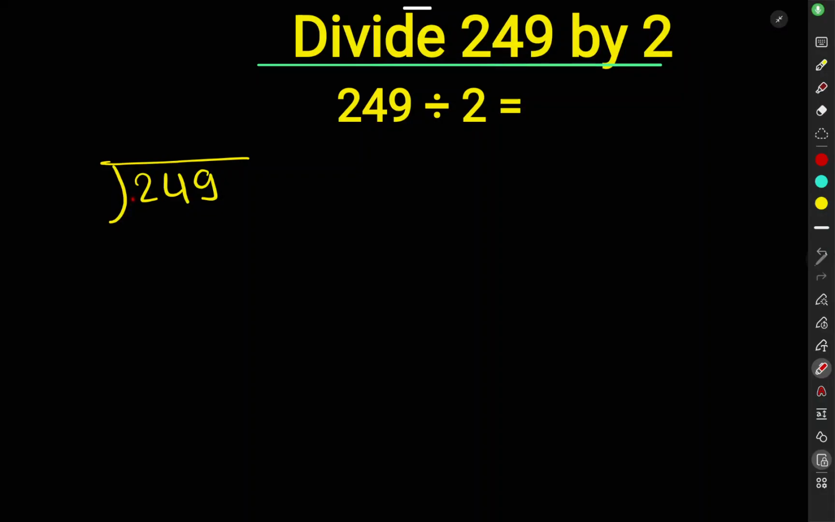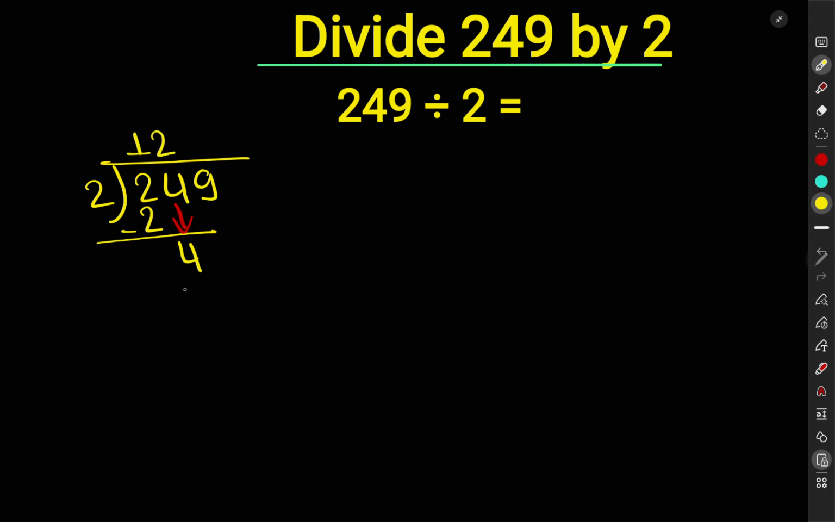We divide 249 by 2 in the long division method. So 2 times 1 means 2. On subtracting we get 0. So now we put down this number beside this 4 and we remove this 0.